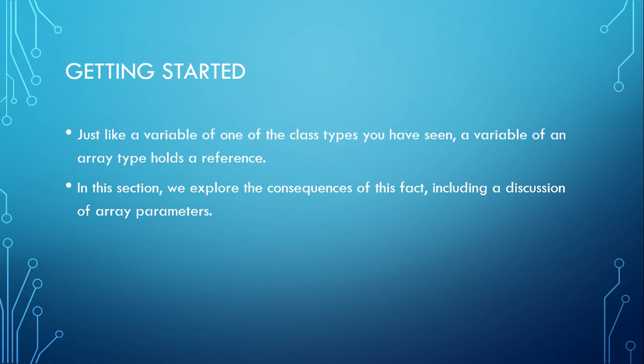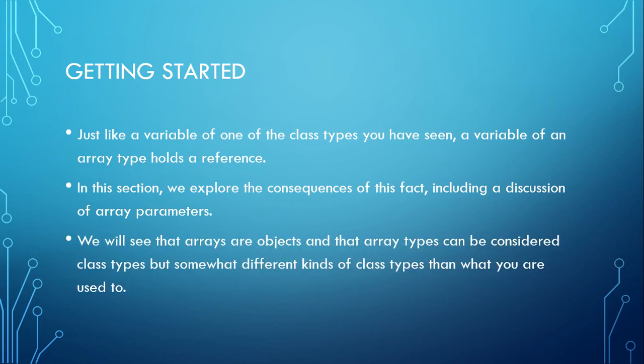In this section, we'll explore the consequences of this fact, including a discussion of array parameters, which we will touch on a little bit at this time, but we'll talk about more next time when we specifically talk about array parameters. Now, we will see that arrays are objects and that array types can be considered class types, but somewhat different types of class types than what we're used to.